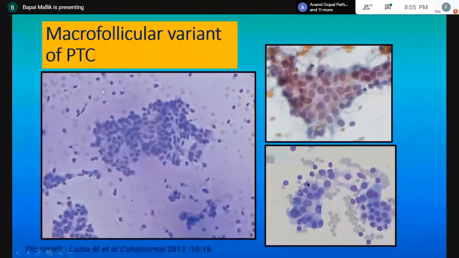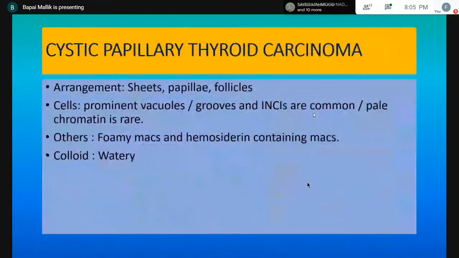As you can see over here, there is an abundant amount of colloid, and these are the cells. So if you just see a field like this, you might think, this is a colloid goiter. And here, in this particular article, you can see that there are intranuclear inclusions, some grooves, but this is not the case most of the times. The features may be very, very subtle, and this can be very easily missed. But as I said, luckily for us cytologists, this is an extremely rare, possibly the rarest variant of papillary thyroid carcinoma.